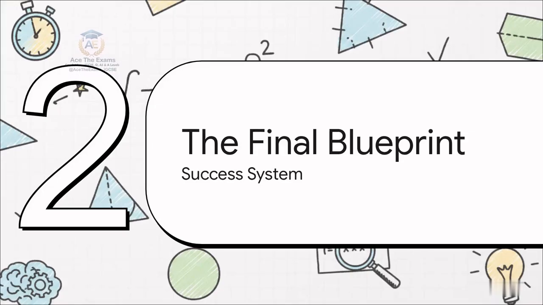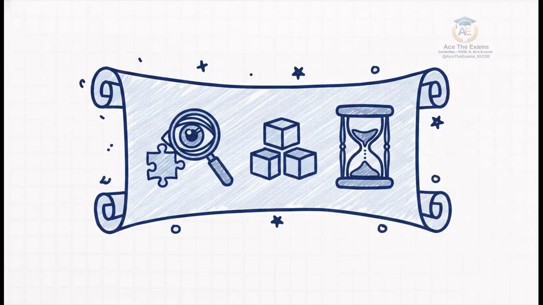Section 5, the final blueprint. Let's bring this all together. We've defined the wasteland. We've broken down the cognitive science of exactly how examiners test you. We've built a 5-step methodology, and we've debugged the most common logical errors out there. So here is your finalized mathematics success system, your blueprint for absolute analytical depth.